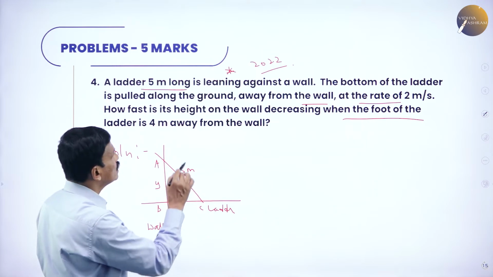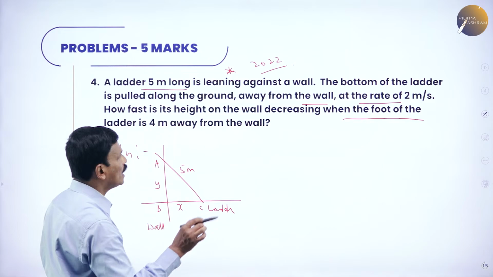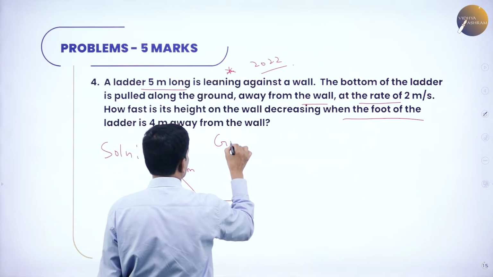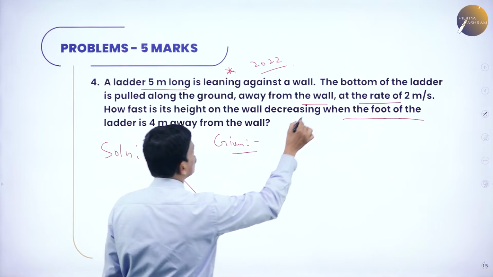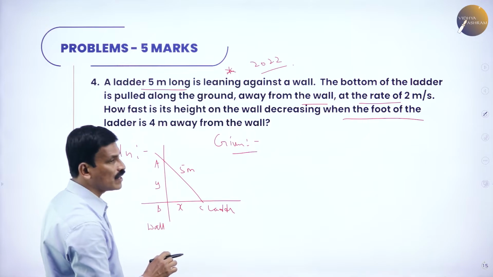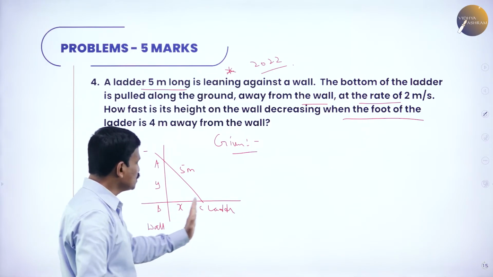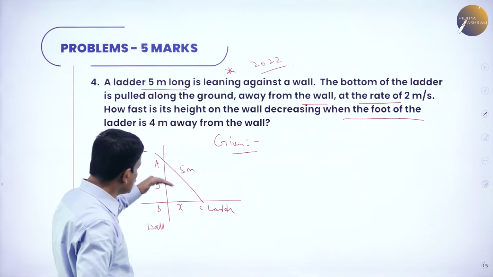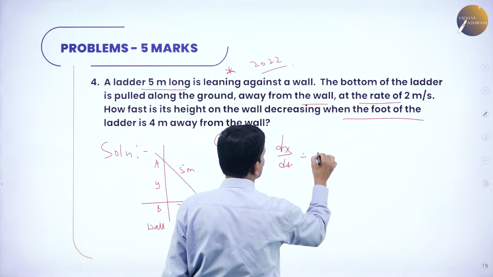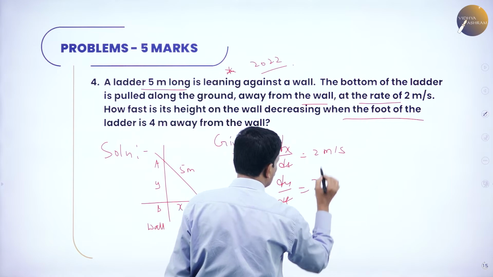Leaning against a wall. The bottom of the ladder is pulled along the ground away from the wall at the rate of 2 meters per second. What is given here? The bottom of the ladder is pulled along the ground away from the wall. So if this bottom is moved away from the wall, this goes on decreasing, this is also decreasing. So what is given? Dx by dt is equal to 2 meters per second. What is to find? Dy by dt is equal to question mark.